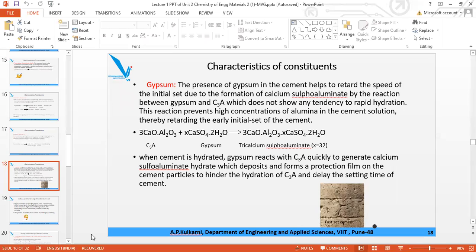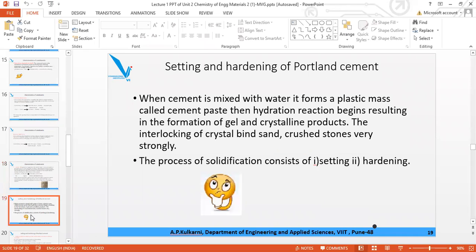Second reason is that low quality cement is used, that is, cement in which the lime is more, because of which the cost of cement is decreased. So these are the few reasons for the low quality cement.